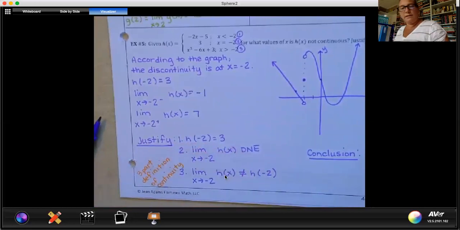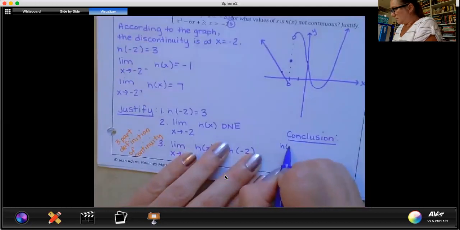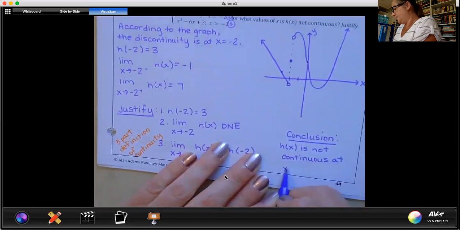Notice that's taking place in the justification part. So your conclusion is h of x is not continuous at x equals -2.